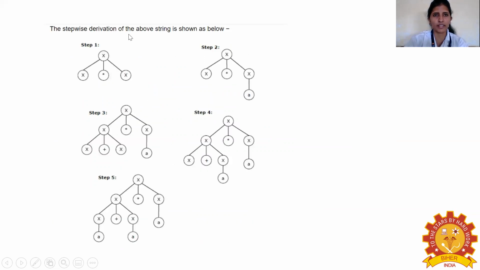So this is the stepwise derivation of the above string. That is, we first specify the first production rule, that is X → X * X, and next for the rightmost X we substitute a, and again for the rightmost X, in step 3, we substitute X + X, and in the next step for the rightmost X we substitute a, and for the remaining X we substitute a. So this is the graphical representation for the above string.